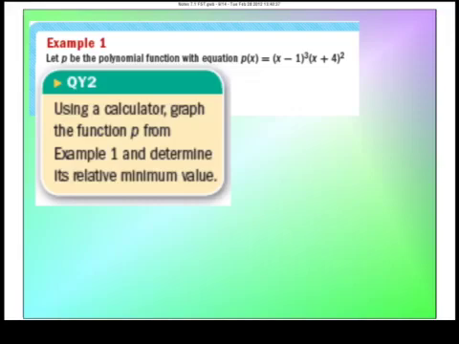Now if we look at this example 1 here, we're back to the particular graph that we did before. So let me pop that on the screen real quick.